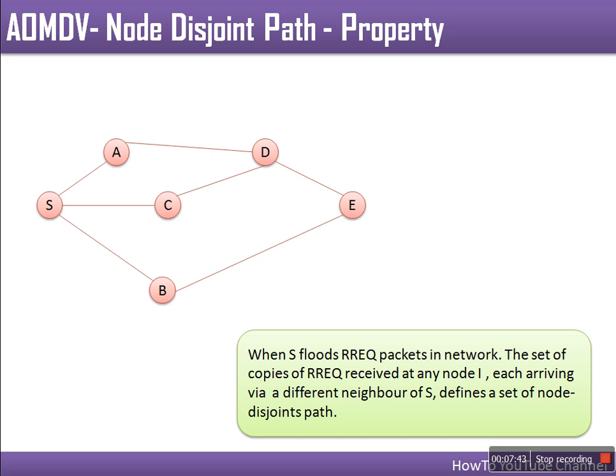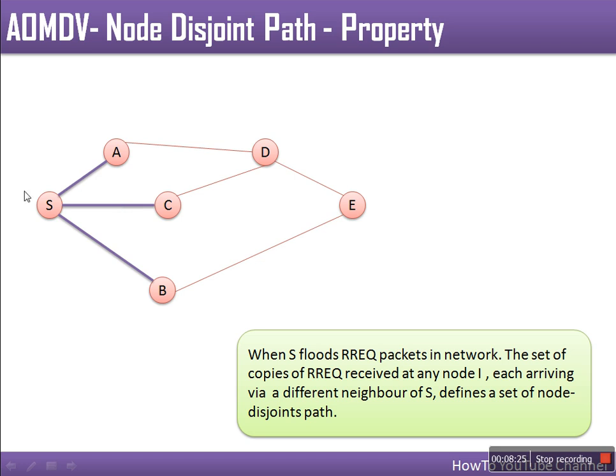This property says that if route request packets are coming from different neighbors of a source, let's say this source S is interested to know the location of E, so it will broadcast a route request query packet. This packet will be received by A, C and B, and these neighbors again broadcast those packets. So if a node receives route request packets coming from different neighbors of the source, then those packets are coming from a node disjoint path.